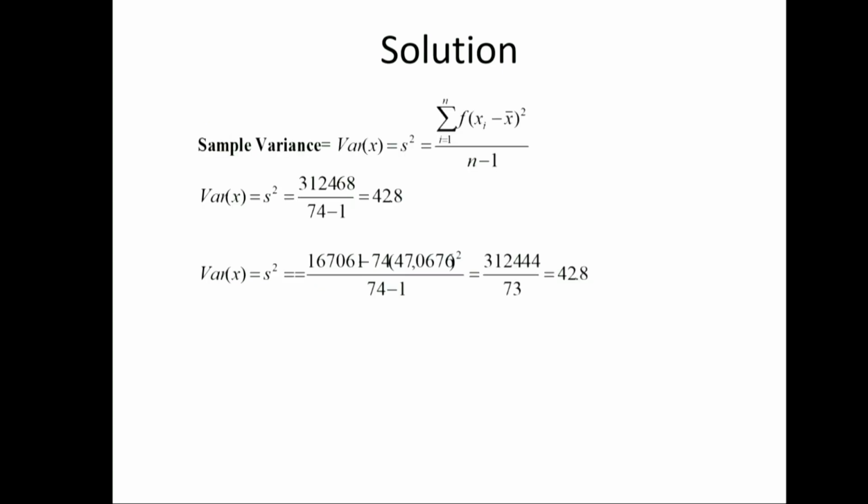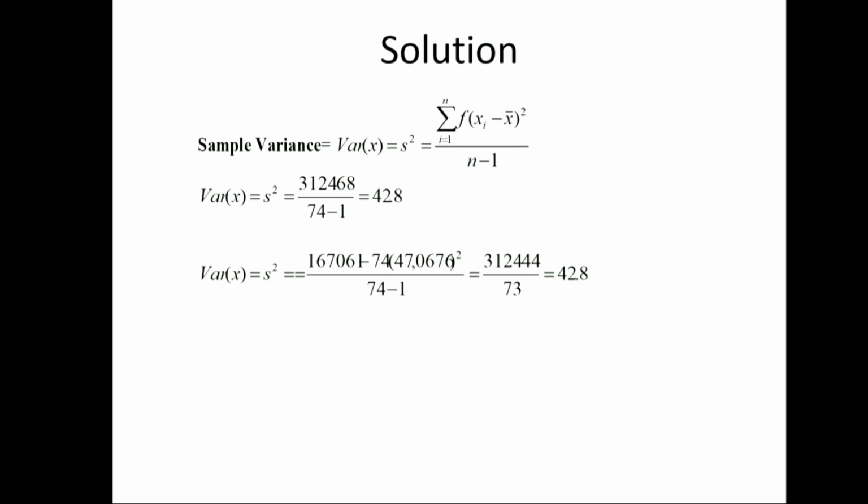Now let's look at the sample variance for that particular table. s square is the sum of f into si minus s bar square, everything divided by n minus 1. That will make a difference. For the sample, it must be n minus 1. So the variance is now going to be 3124.68 divided by 74 minus 1, which is 73, and that will give us 42.8.